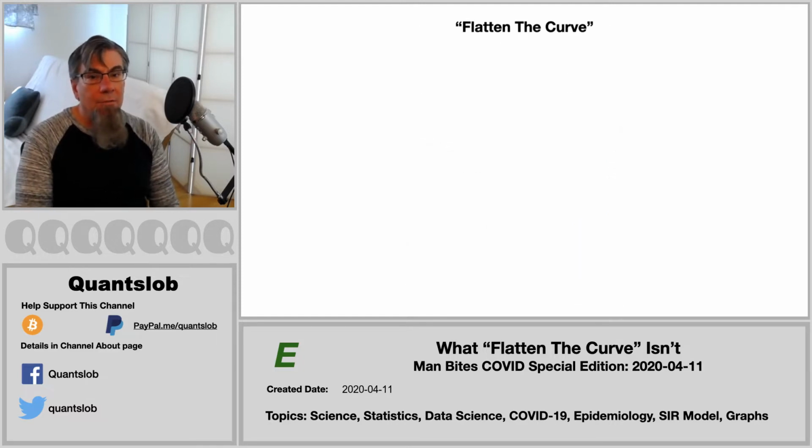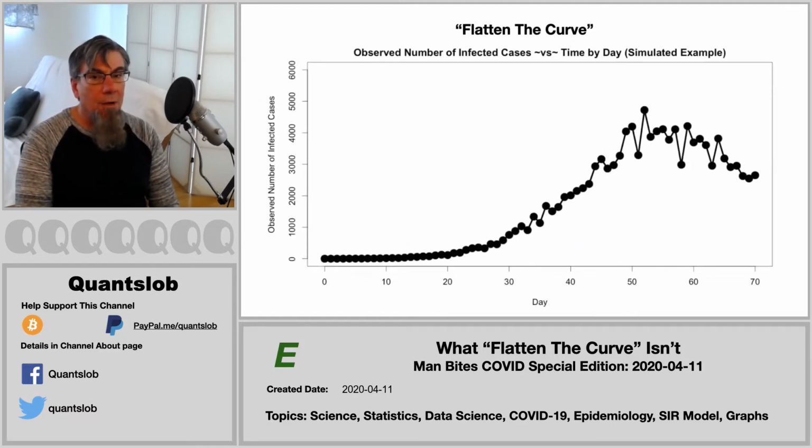The term flatten the curve is used in a couple of different contexts. One involves the observed infected cases by time. The idea is that we want to avoid having too many infected cases at any one point in time so that medical services won't be overtaxed by those that need care.